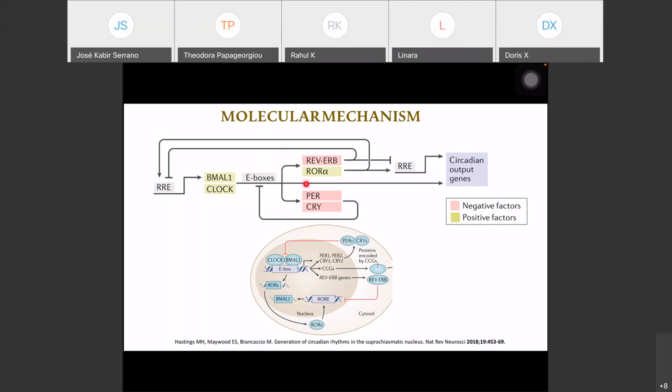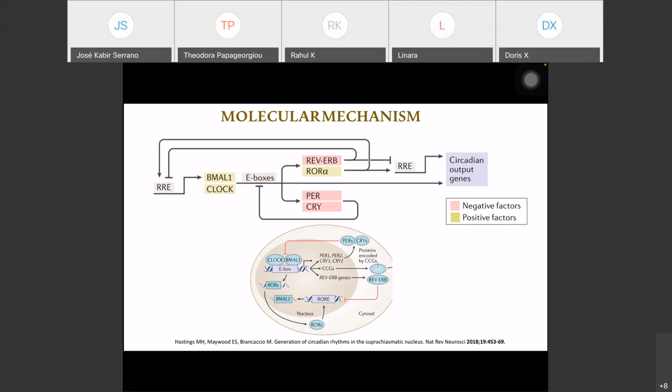And we have two other transcriptional factors. The first is REV-ERB, also called NR1D1, and this is a negative transcriptional factor that will bind to the REV-ERB response elements in the promoter region of the gene that codifies for BMAL1. And this way it will inhibit expression of BMAL1. In the case of ROR alpha, it will bind to the response elements in the promoter region of BMAL1 and stimulate the expression of it.